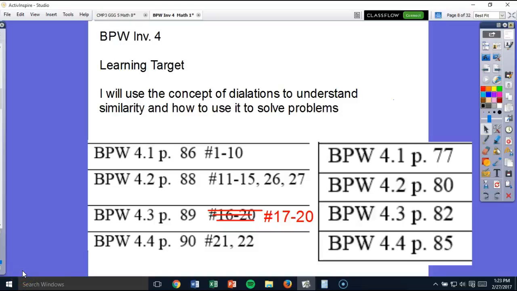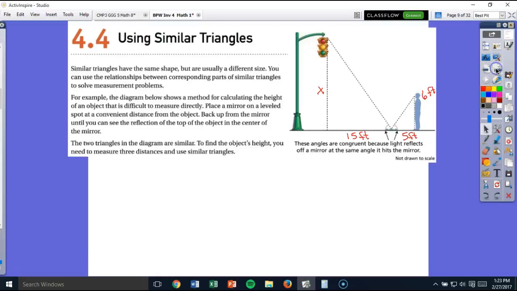Everyone, and welcome to Butterflies, Pinwheels, and Wallpaper 4.4. During this problem, we will try to use the concept of dilations to understand similarity and how to use it to solve problems. Our ACES questions for 4.4, just two of them, 21 and 22, beginning on page 85. But our investigation as we look at it begins on 84 using similar triangles.